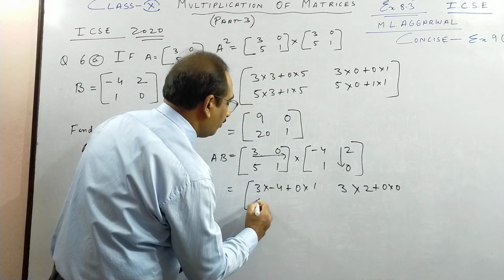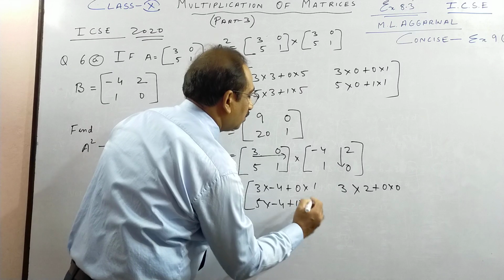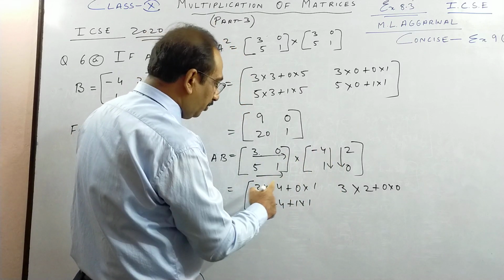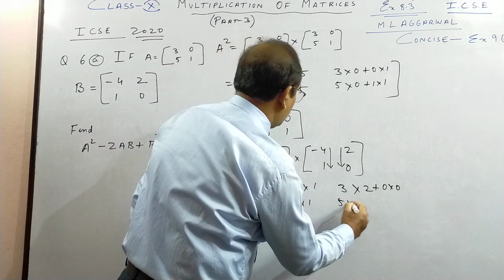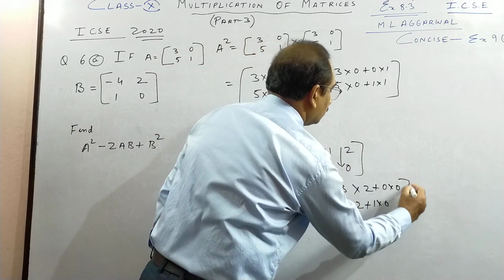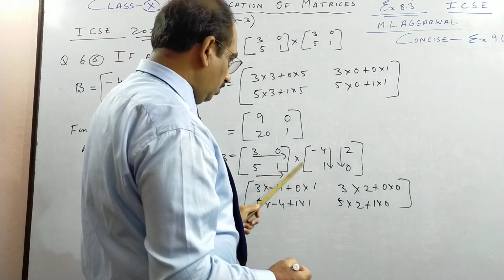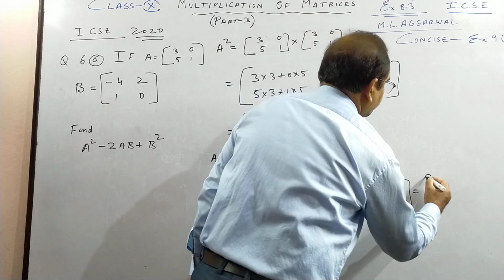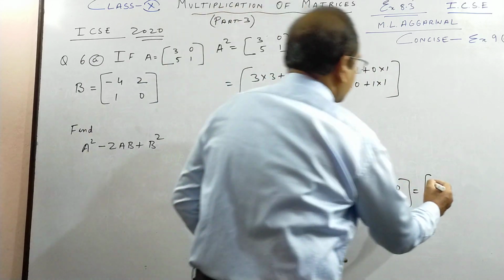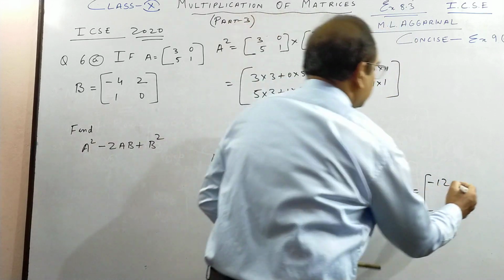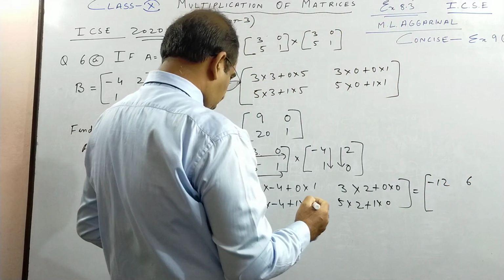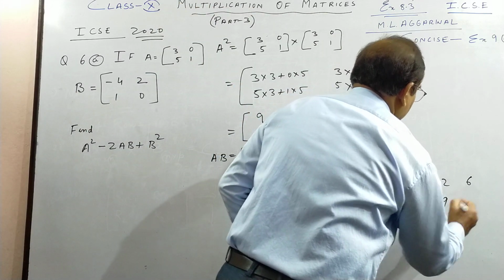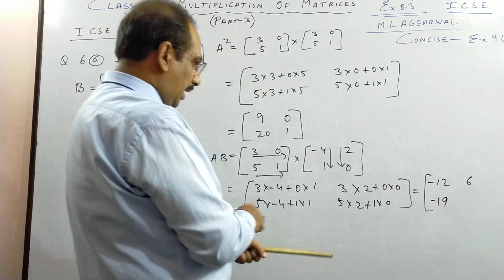5 into minus 4 plus 1 into 1, this into this. Second row, first column, 5 into 4, 1 into 1. 5 into 2 plus 1 into 0. So see what we get. Minus 12, 6, minus 20 plus 1, minus 19, and this is 10.